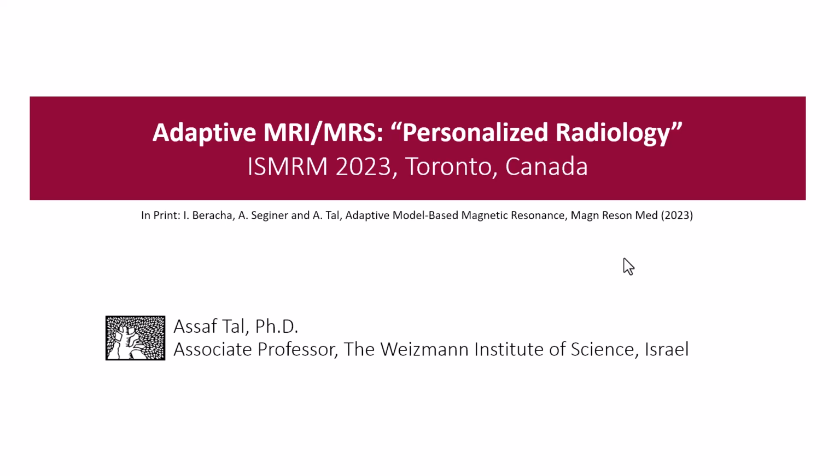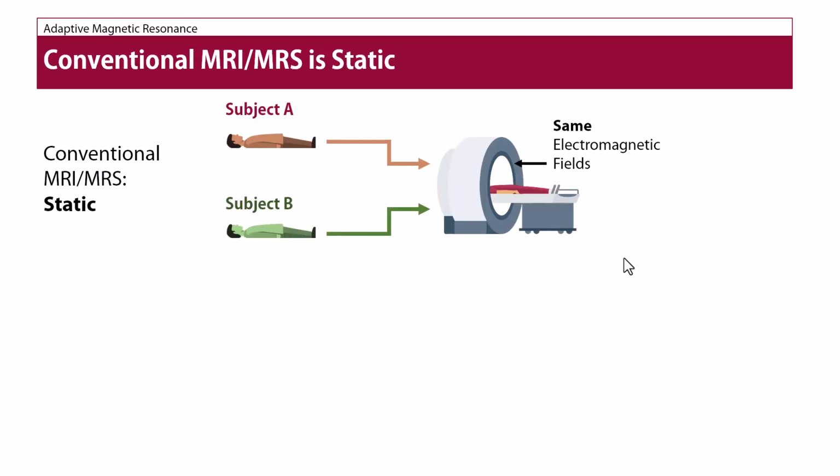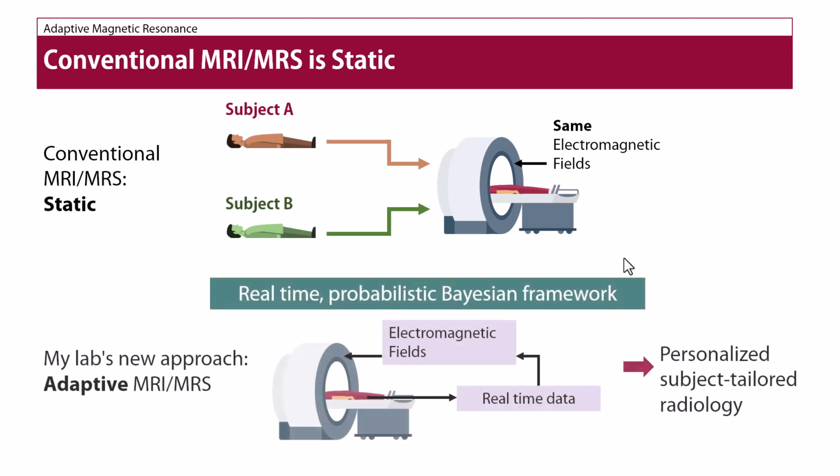Today I'd like to get you to rethink the basic concept of pulse sequences and how we acquire data at the MRI scanner. Almost all pulse sequences as we know them are static. Sequence parameters, topology and contrast remain the same for different subjects. Today I will present you with an adaptive framework for sequence design in which the sequence changes in real time in response to incoming data from the subjects inside the scanner.